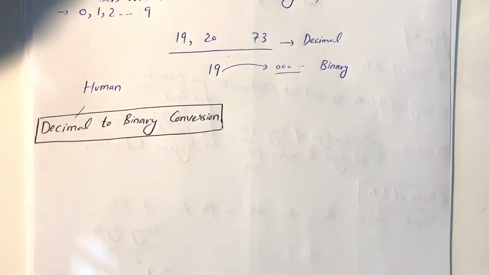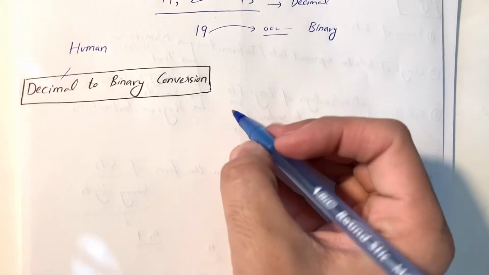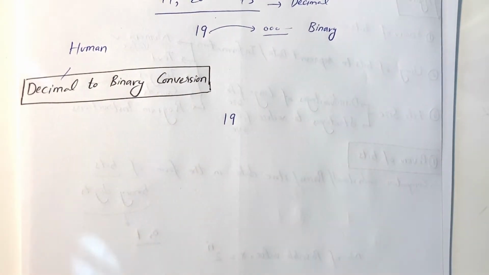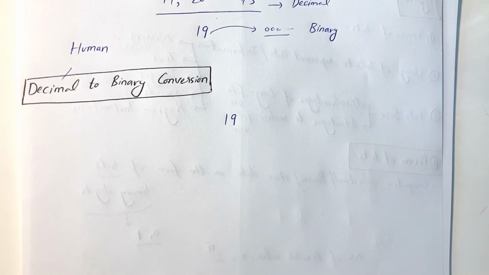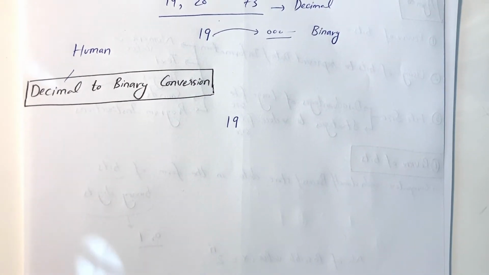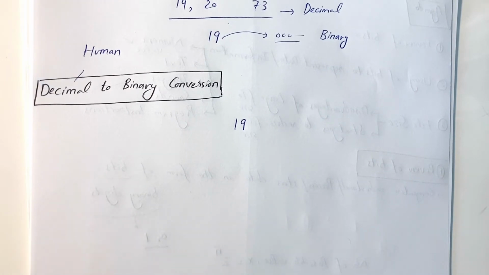Let's take an example: the number 19. 19 is a decimal value, and we need to convert it into binary. Let's do it step by step. There are many different methods to do that. In our class, I will tell you two or three different methods. But here, I'm going to tell you one of the hacks, the simplest method through which you can convert decimal to binary and binary to decimal very easily.